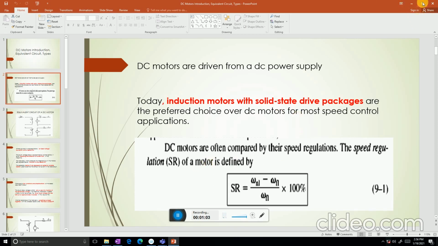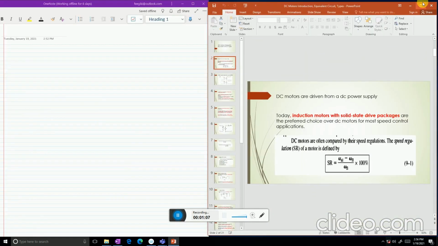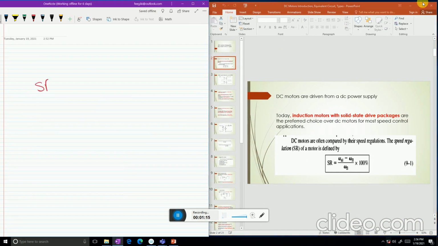Now the speed regulation of a DC motor is given as, as we already studied speed regulation in synchronous generators and induction motors: speed at no load minus speed at full load, divided by speed at full load, multiplied by 100%. So it will give the speed regulation.